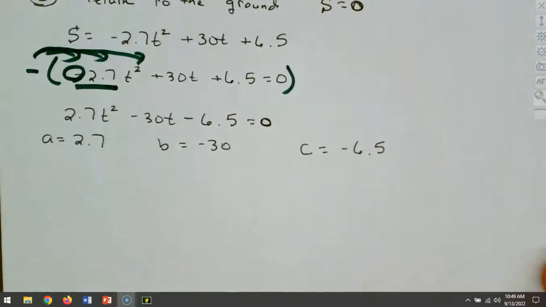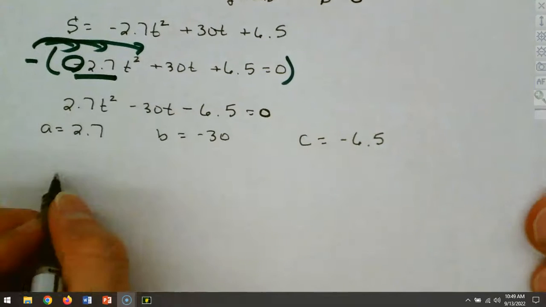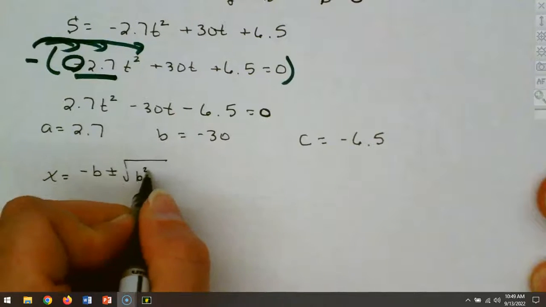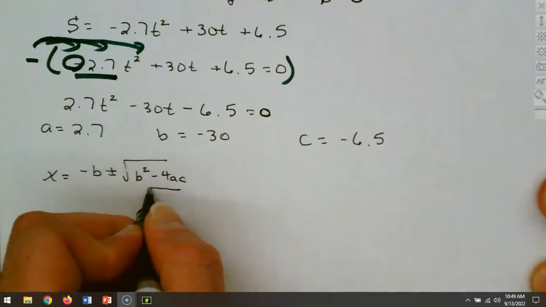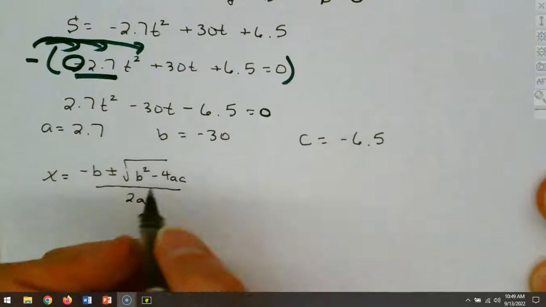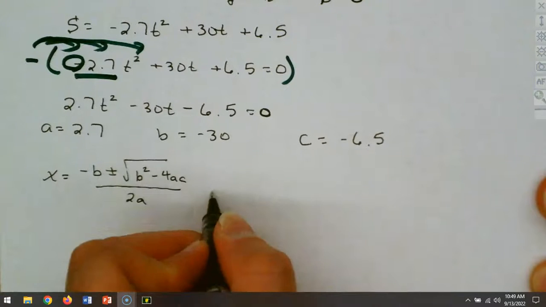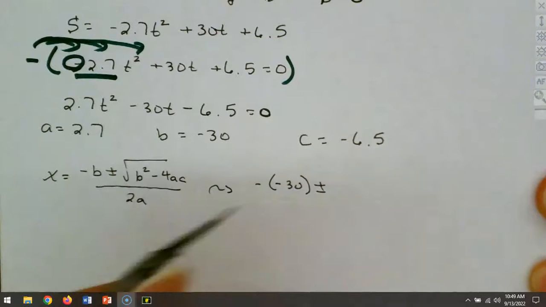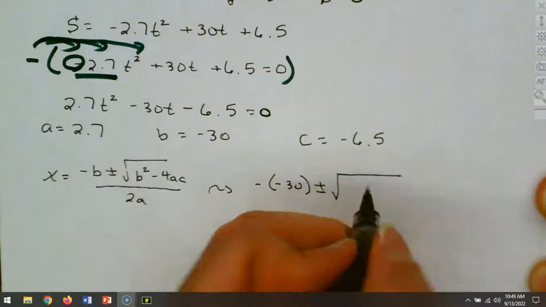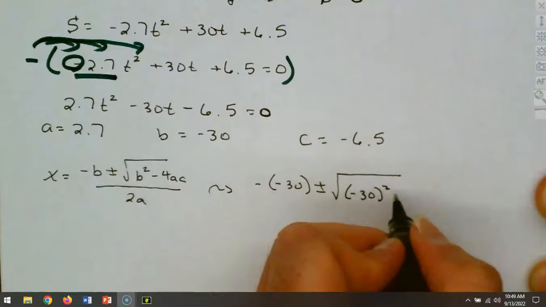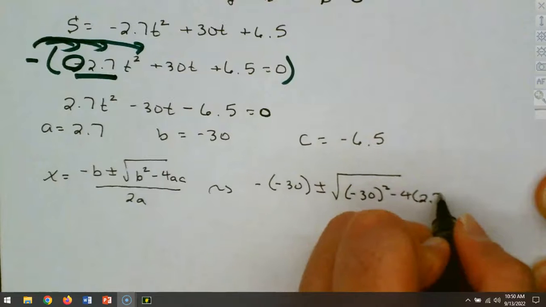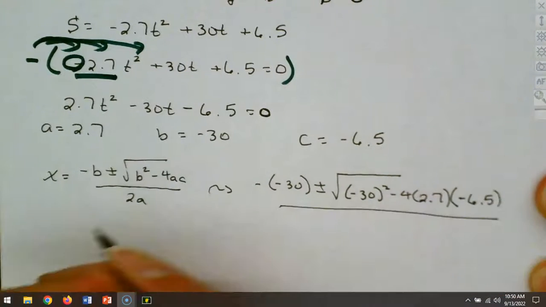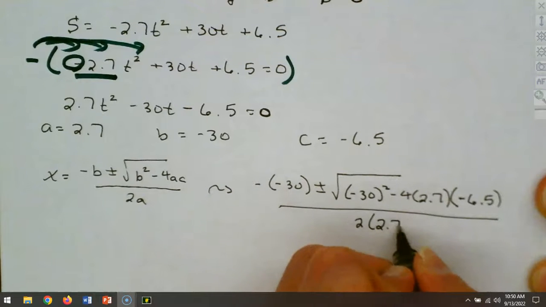And we should have just enough time to finish this one. Use our quadratic formula again. X equals minus B plus or minus the square root b squared minus 4ac all over your 2a. And plugging our values in, we have a minus of a minus 30 plus or minus square root of a minus 30 squared minus 4 times a, which is 2.7, times c, which is a minus 6.5. And that's all over 2 times 2.7 again.